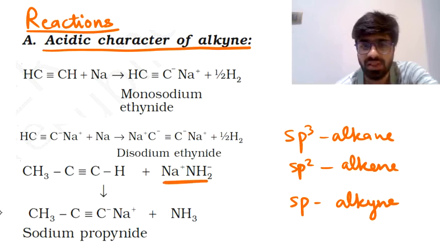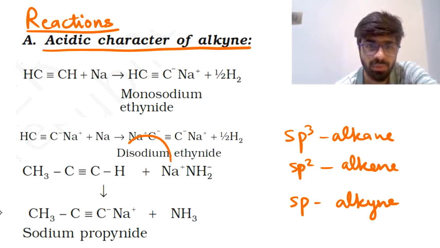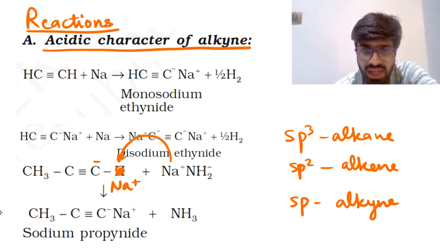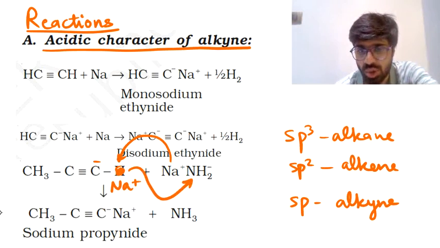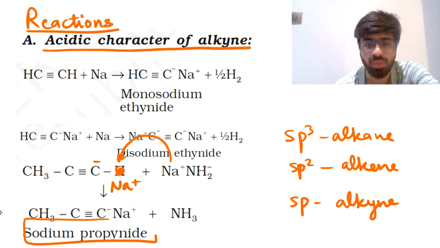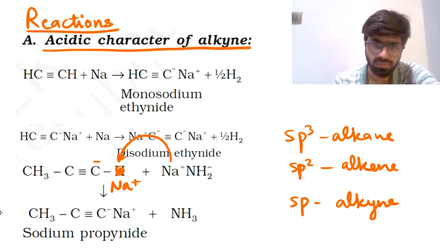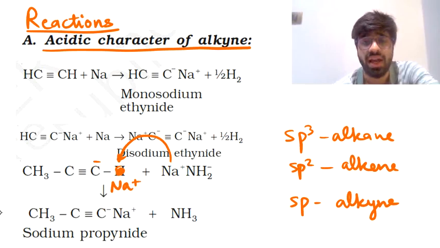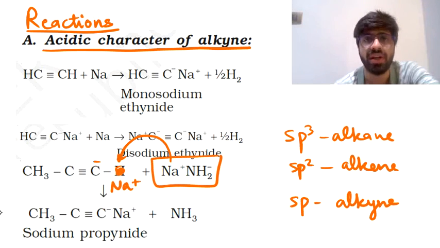The reaction this time is not with sodium but with NaNH2, which is also sufficiently basic in nature. That reaction replaces H with Na plus, you get C minus, and that H combines with NH2 minus, forming NH3. Okay, so the compound you get is called sodium propynide, and these reactions are with sodium and sodium amide, it's not sodium amide, it's soda amide.